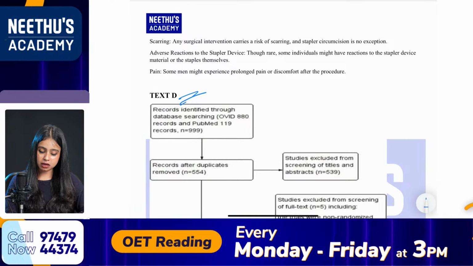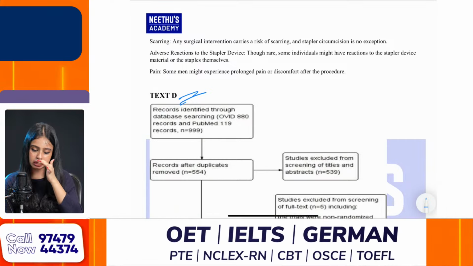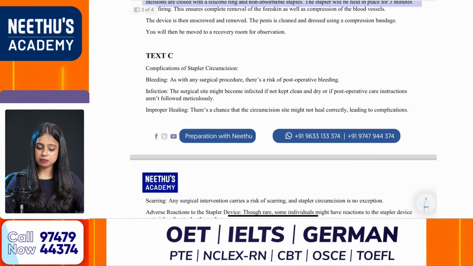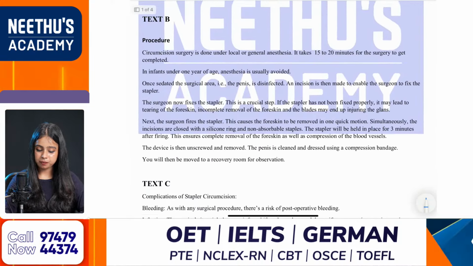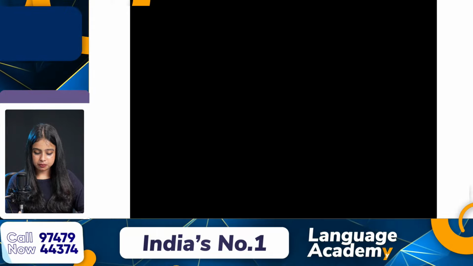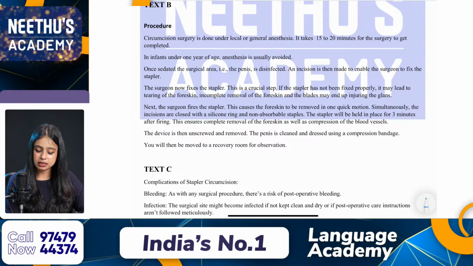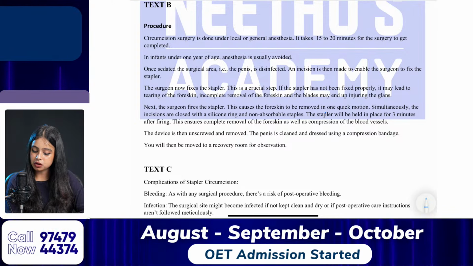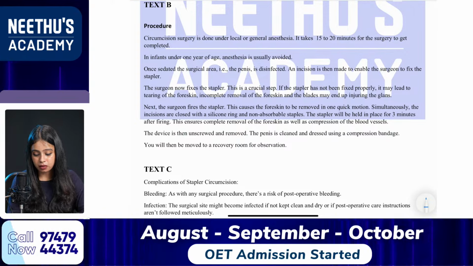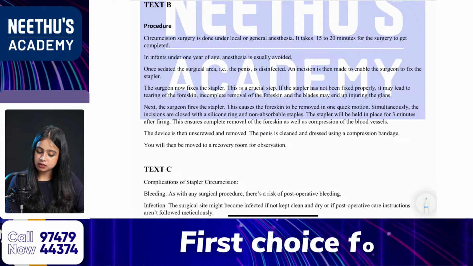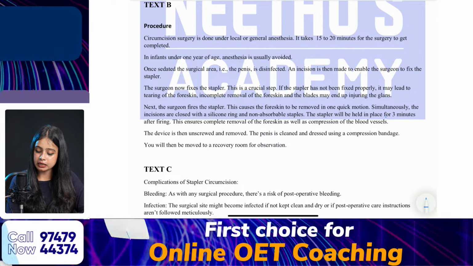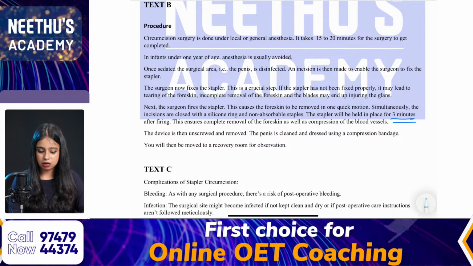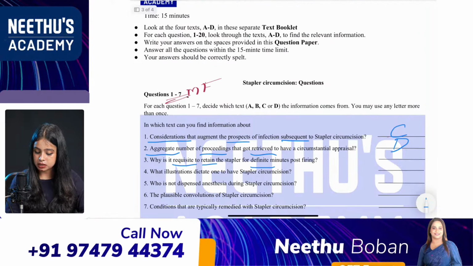Okay, Kavita, yes, Smita. Okay, so where is it mentioned? It is from text B. Okay, so that's from text B. Okay, so next, the surgeon fires the stapler. This causes the foreskin to be removed in one quick motion. Then simultaneously, see the next line, the stapler will be held in place for 3 minutes. Okay, so that is from text B.